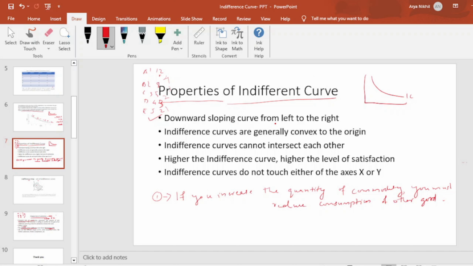That is why the indifference curve is a downward sloping curve from left to right. The second property is that indifference curves are convex to the origin. I said that it is because of the diminishing marginal rate of substitution, diminishing MRS.